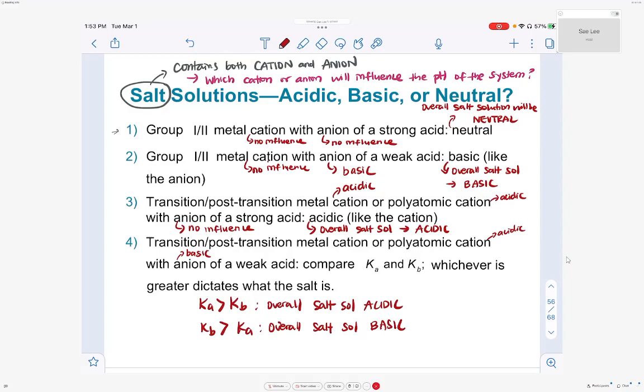Dr. Lee, could you just explain again why the transition and post-transition metals are basic and why the polyatomic cation is acidic? No, I didn't write basic. Transition and post-transition metal cations are acidic. Oh, sorry, I was reading the wrong thing. Yeah.